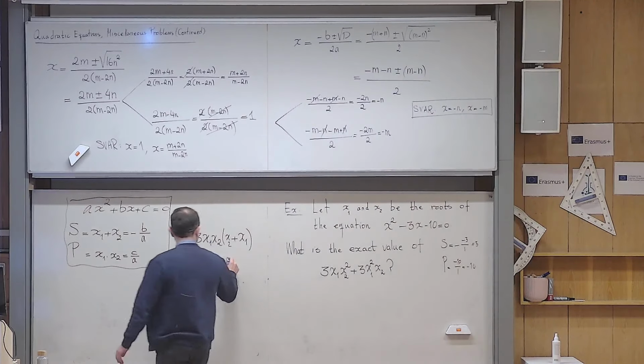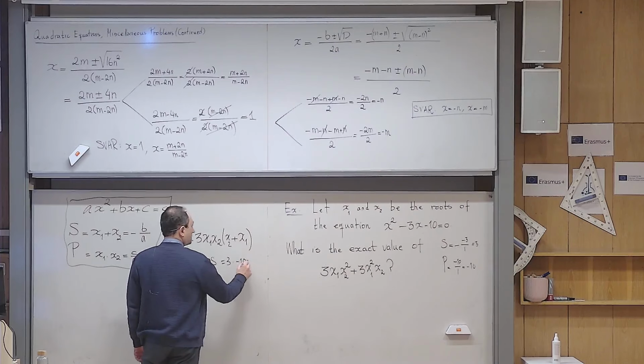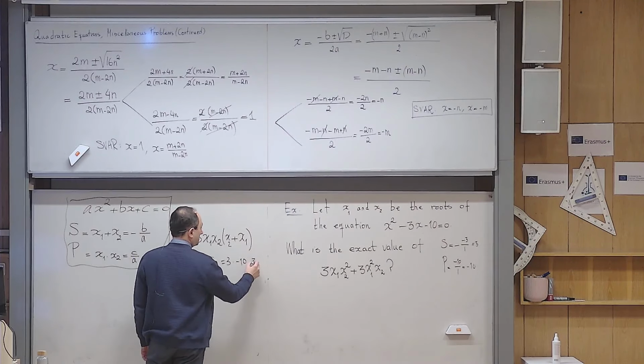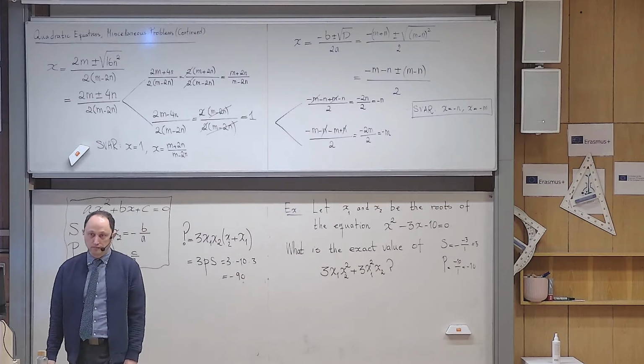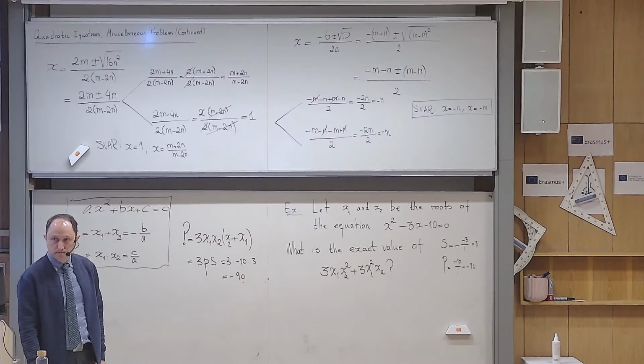So this becomes 3 times P, which is minus 10, and S is plus 3. So the answer is minus 90. Is that right?